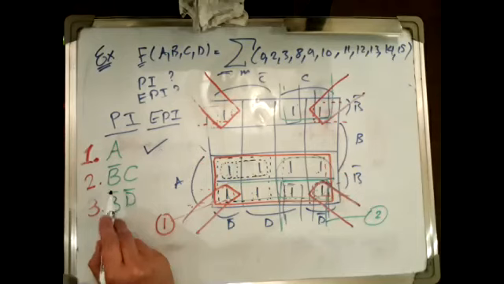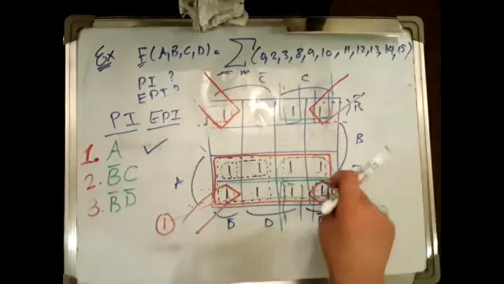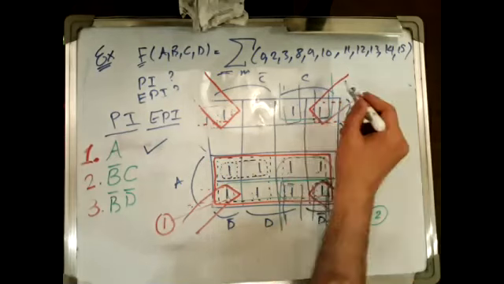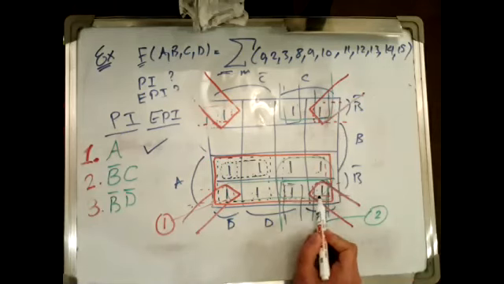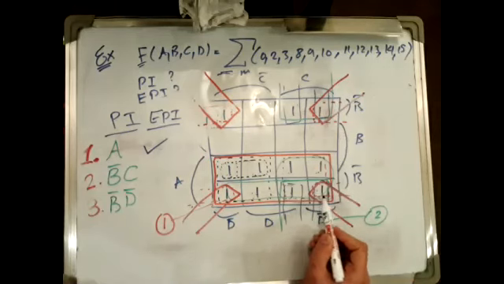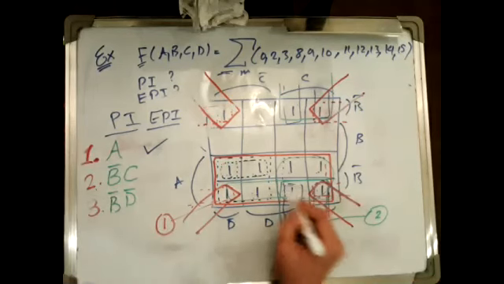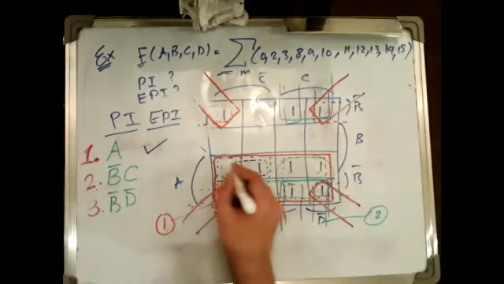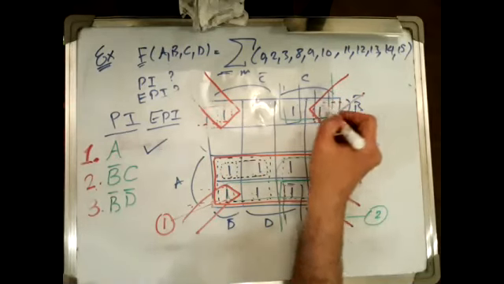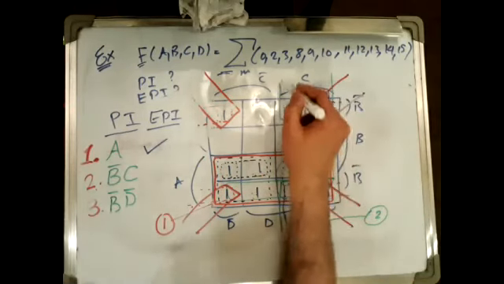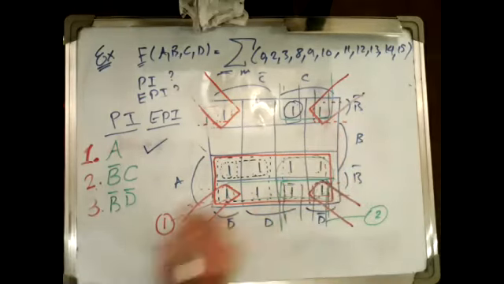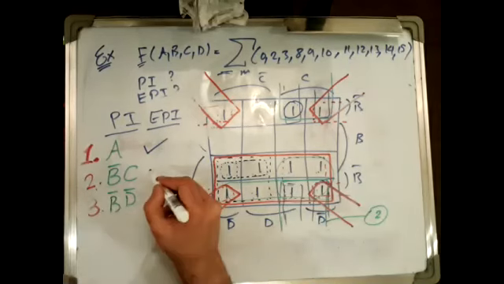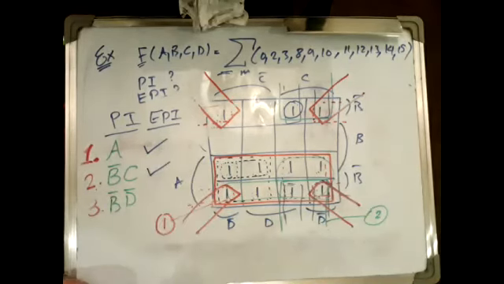For the second one, B bar C, which is the green one, is it essential? If we look at this one and this one, they are not only included in number 2, they are also included in A. However, if we go up, which is the other half of this prime implicant, we have this one, which is only included in prime implicant number 2. So this makes this prime implicant also an essential prime implicant.